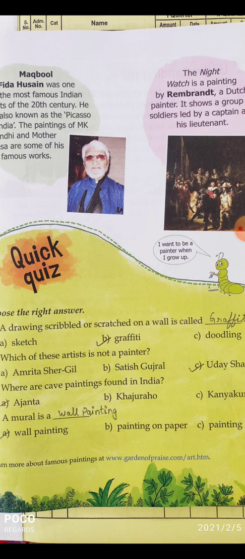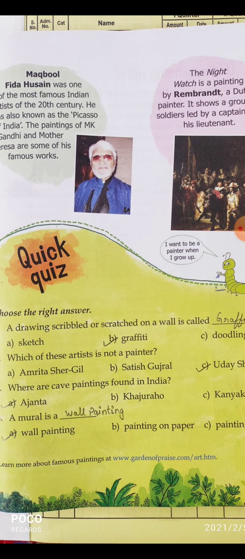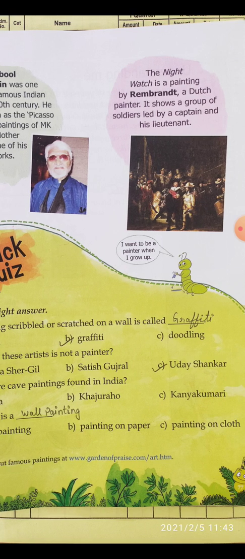So that type of painting is called graffiti. Now next, which of these artists is not a painter? Amrita Shergill is a painter, Satish Gujral is a painter, and Uday Shankar is not a painter. So the answer is Uday Shankar. Uday Shankar is a journalist. Okay.